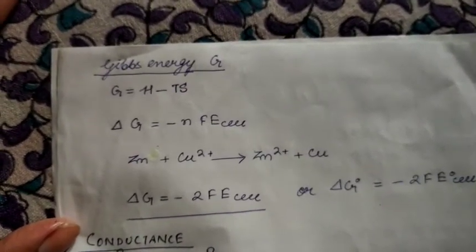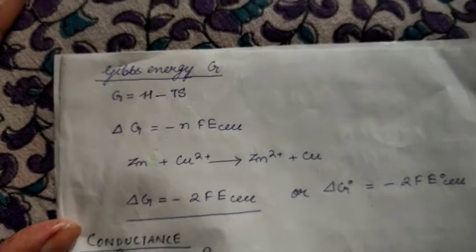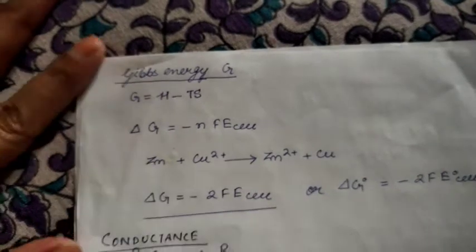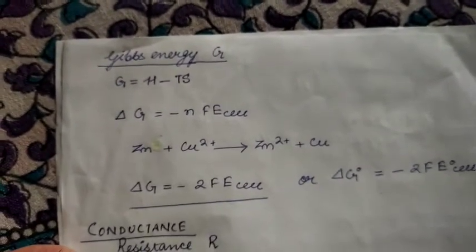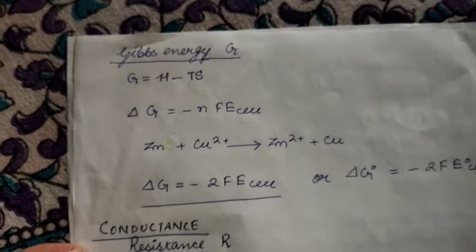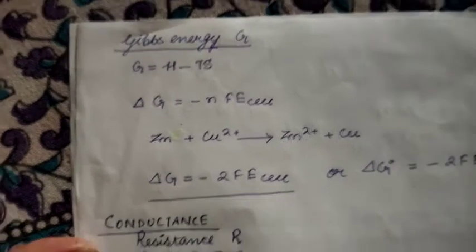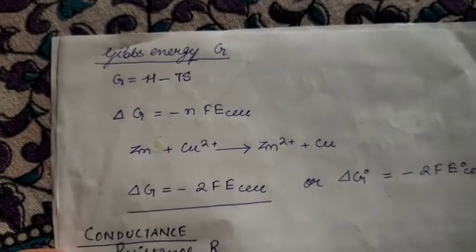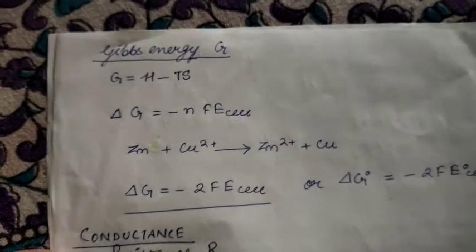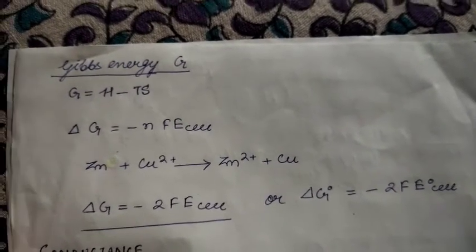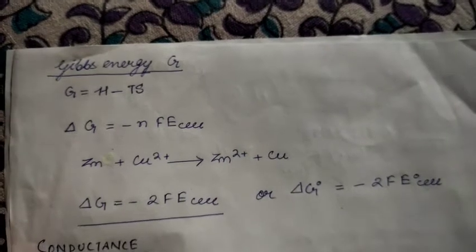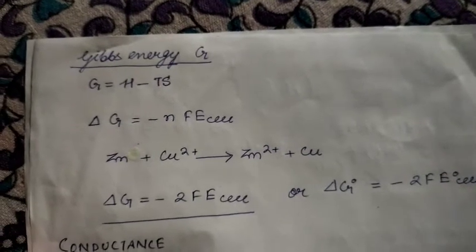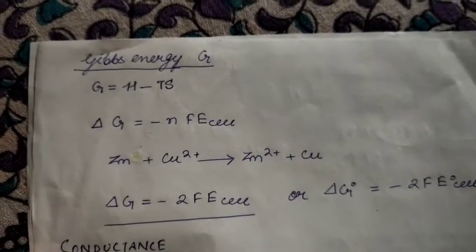So for the Daniell cell, Zn plus Cu2+ gives Zn2+ plus Cu. Now delta G equal to minus n F E cell. In place of n you have to place 2, because that is the number of electrons involved. And if we talk about the standard Gibbs energy, then everything will be standard here, right? So it will be delta G naught equal to minus 2 F E naught cell. If we are talking about standard Gibbs energy, it will be standard electrode potential. If it is only about Gibbs energy, then it will be cell potential.